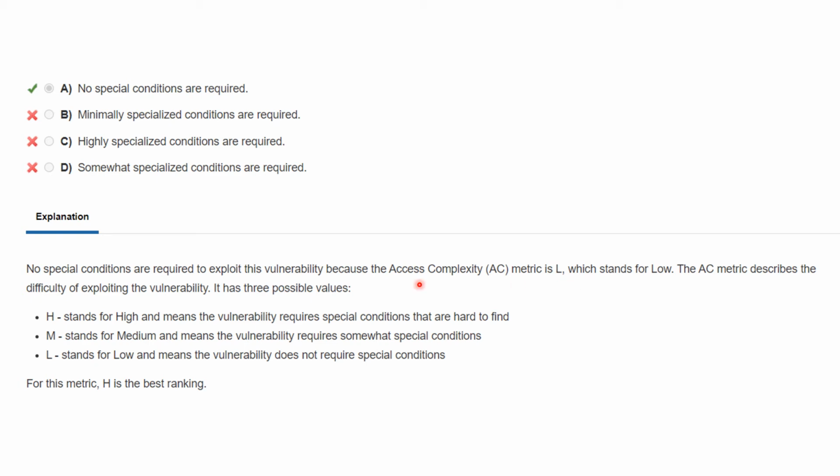The AC metric describes the difficulty of exploiting the vulnerability, and as we have stated before, it has three possible values. H stands for high, and it means that the vulnerability requires special conditions that are hard to find. M stands for medium and means the vulnerability requires somewhat special conditions. But L, like in this case, stands for low, and it means that the vulnerability does not require special conditions. For this metric, H is the best ranking. In other words, at your company, for this metric, you want to be at the H, which is high.